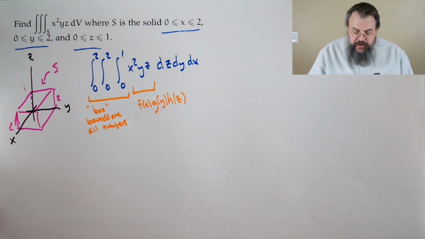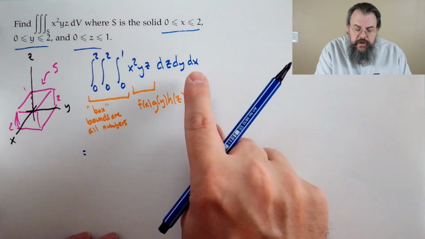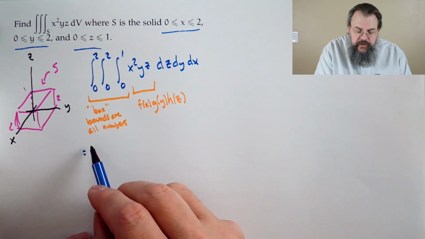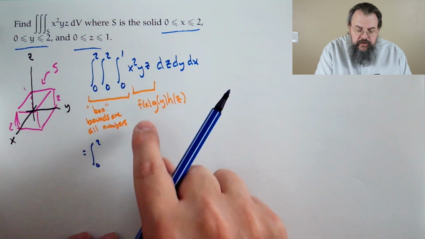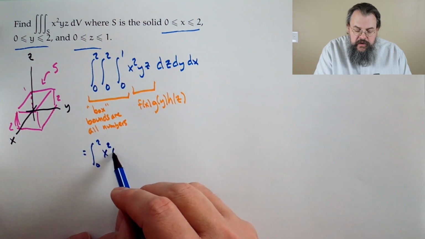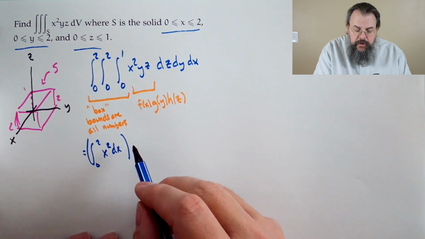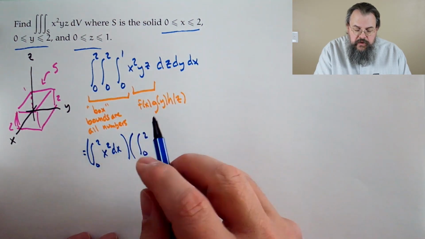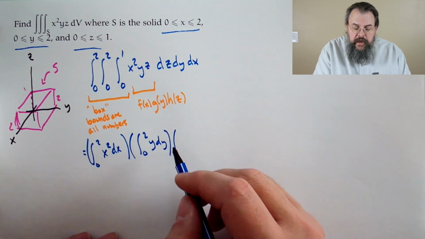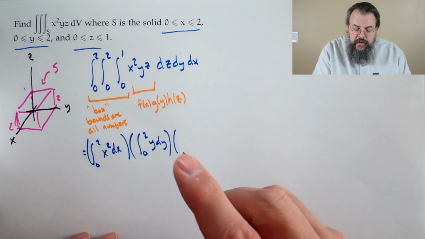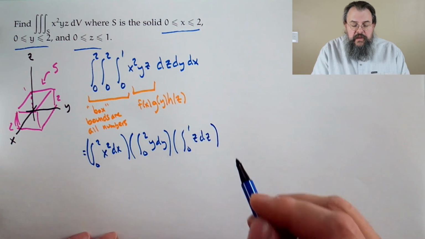So that says we can think of it in the following way. We'll integrate the x part, that's 0 to 2 of f of x squared dx. Then we can do the y part, which will be 0 to 2 of y dy. And we can do the z part, which is 0 to 1 of z dz.